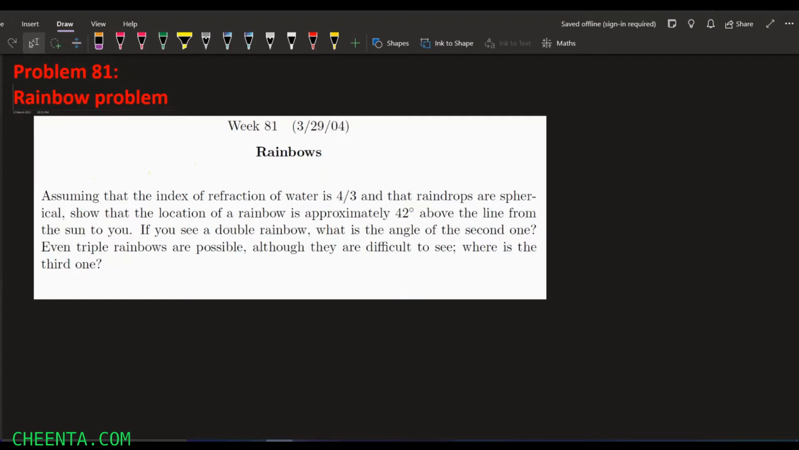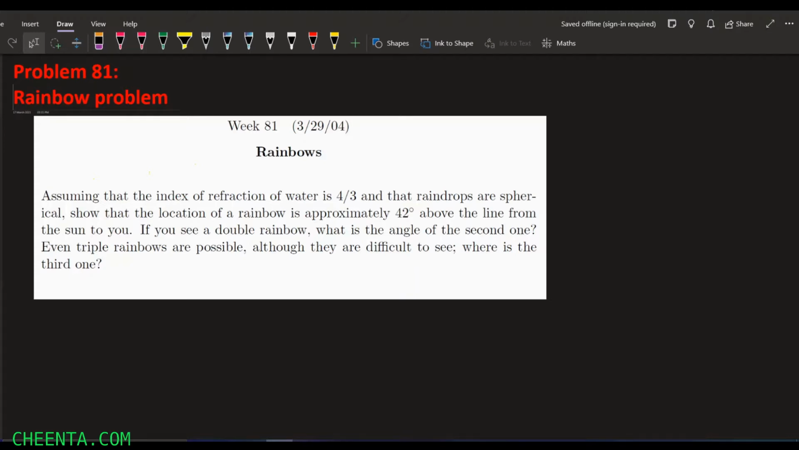If you see a double rainbow, what is the angle of the second one? Even triple rainbows are possible, although they are difficult to see. Where is the third one? To understand this problem, you first have to understand what we mean by a normal rainbow, that is a single rainbow, and a double rainbow, and even a triple rainbow.